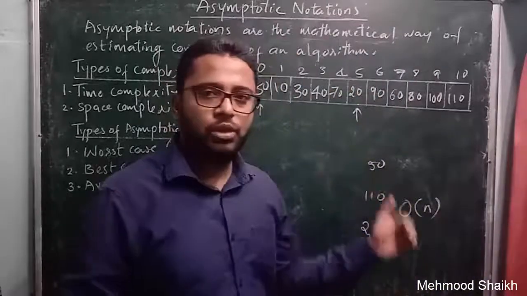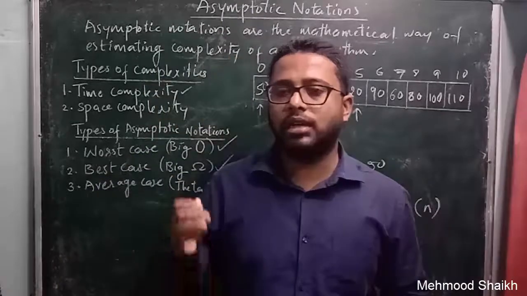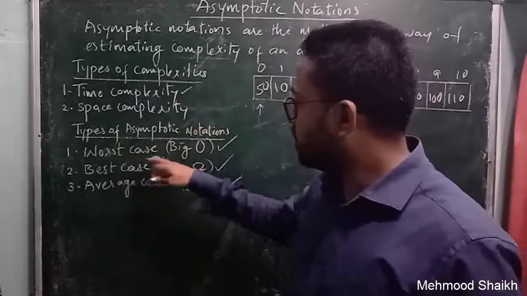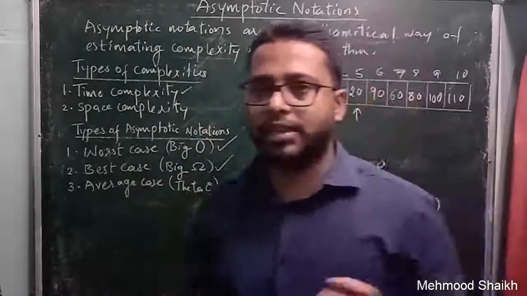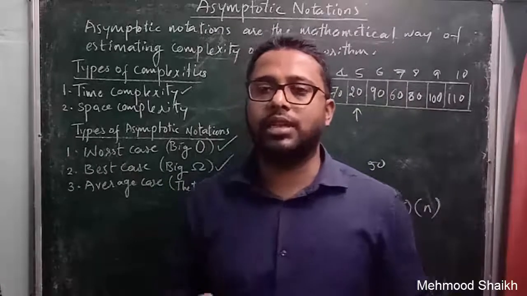Okay, so I'm sure in this complete tutorial I have tried my level best to make you understand the various concepts of asymptotic notations, which are worst case, best case, and average case scenarios. Okay, and I'm sure you guys have understood all the concepts that I have discussed in this lesson.